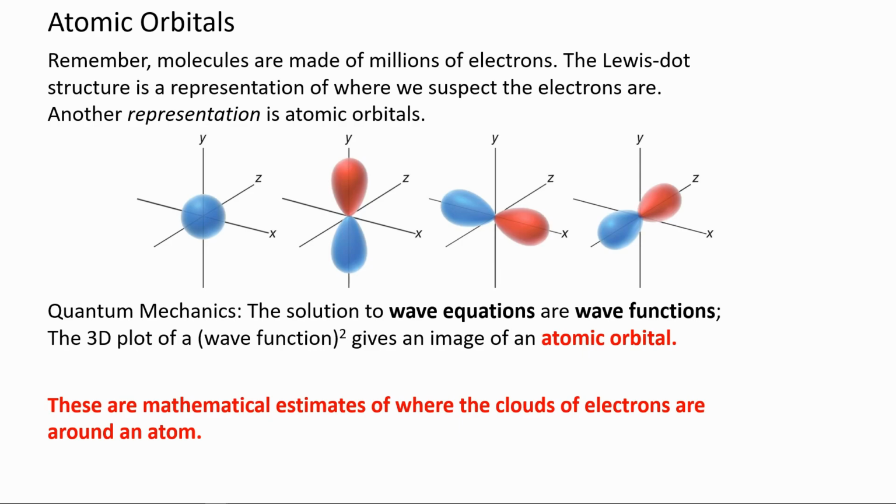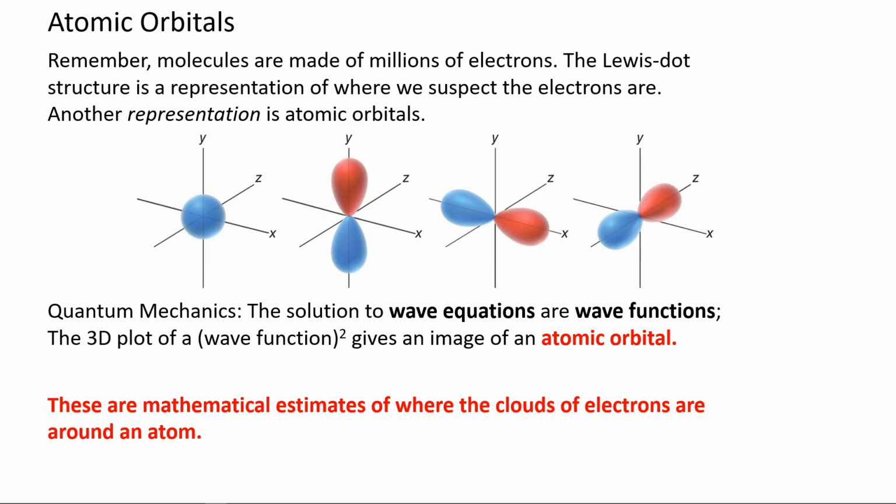When we're discussing the electrons that are surrounding a molecule, we need to formalize our models for where those electrons are. So remember that each of these molecules is made of atoms that have many electrons around them. The Lewis dot structure and the bond line structure are representations of where we suspect these electrons are, but they're not very descriptive. They're kind of weak approximations.